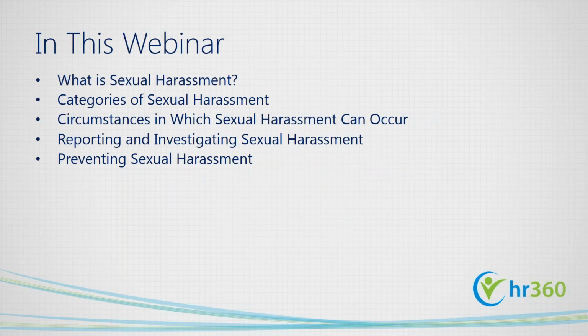In this webinar, we're going to basically cover an overview of sexual harassment, including how it is defined under federal law. And then we'll move on to explain the two types of sexual harassment. One is quid pro quo, and the other is the hostile work environment, and describe some of the different circumstances in which sexual harassment can occur. We'll also address how to report and investigate sexual harassment. And finally, we'll end with how to keep sexual harassment out of your workplace by taking effective steps to prevent it. So let's continue on.